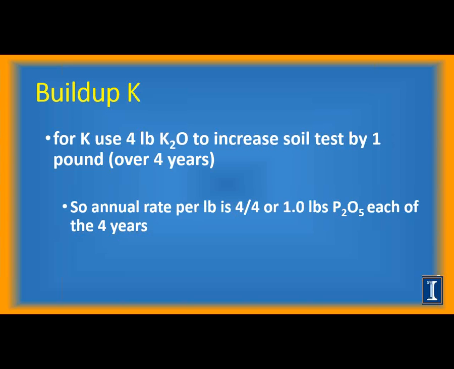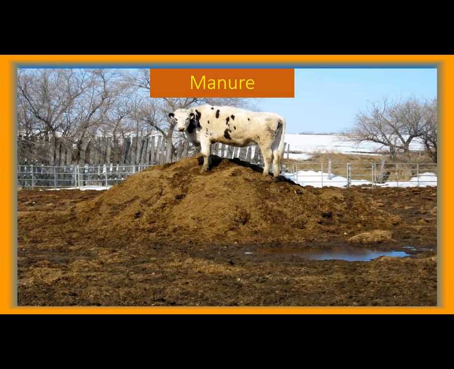Similar approach with potassium, but the ratio is different. For potassium, you're going to use 4 pounds of K2O to increase the soil test by 1 pound over 4 years. So the annual rate is 4 pounds over 4 years, or 1 pound, and I should have changed that to K2O right there, but 1 pound of K2O for each of the following 4 years. Yeah, adding P2O5 to raise K2O is not going to be very helpful. All right, so that's some of the fertilizer calculations you might deal with. Let's go ahead and talk a little bit about manure.